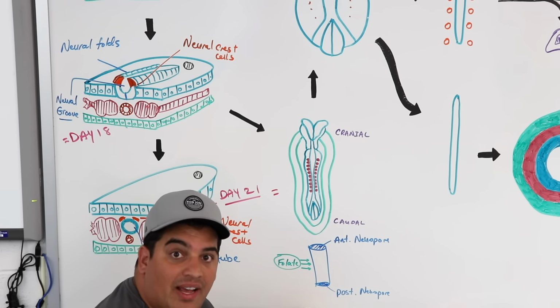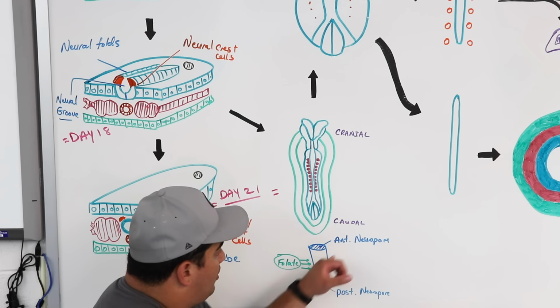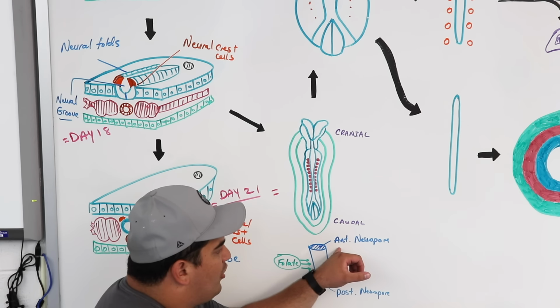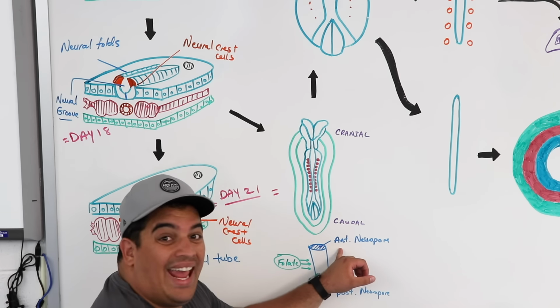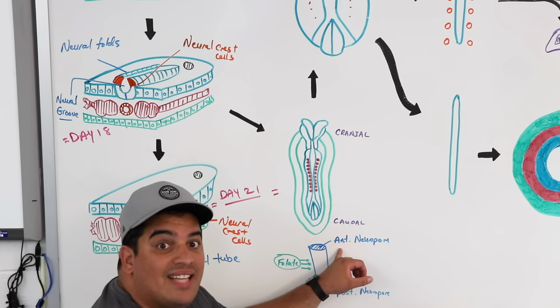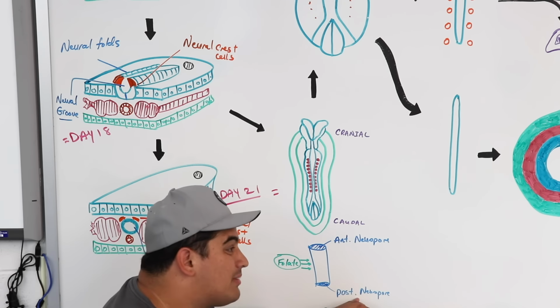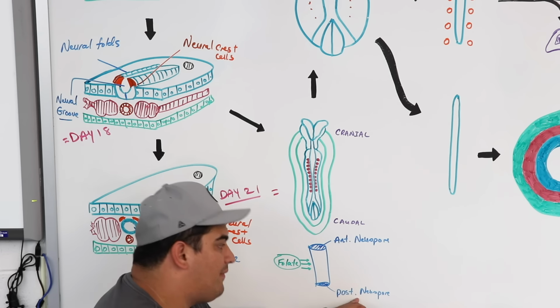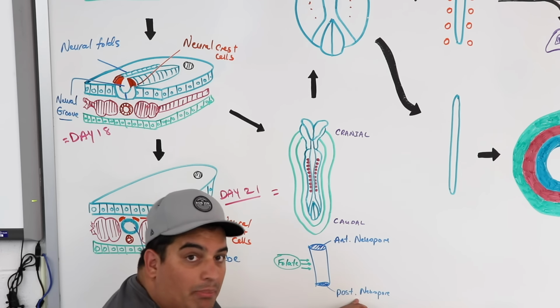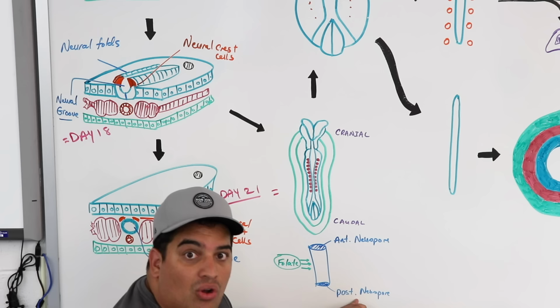You can get defects within the spinal cord. So for example, things that can happen whenever the anterior neuropore doesn't close, you can get things like anencephaly. You can get things like an encephalocele, right? What about a posterior neuropore? What if that sucker doesn't close? Then you can get spina bifida, which has the different types, right? So you have spina bifida cystica and spina bifida occulta.